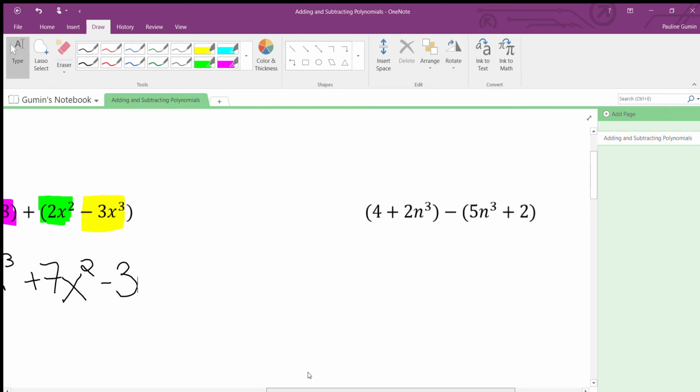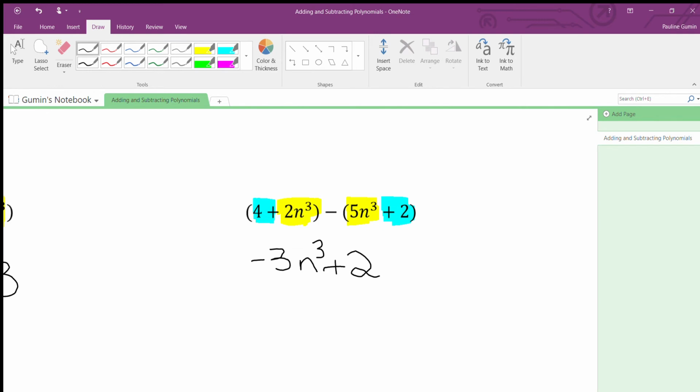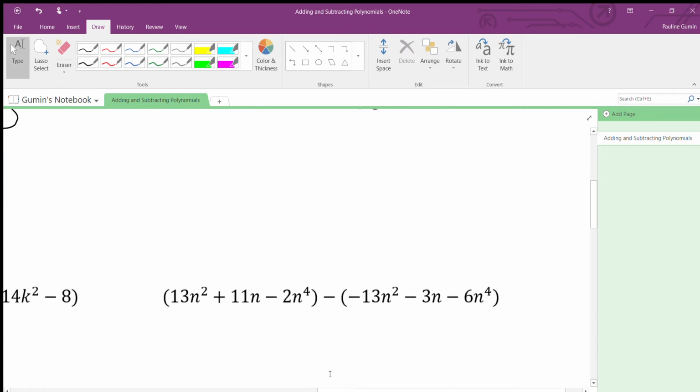Next problem we have here is subtraction, so we've got to be careful. Still beginning with highlighting. The largest exponent is n to the third, so I'm going to highlight the n to the thirds. And then I'm going to highlight the ones without variables because that's all I have left over. Okay. 2 minus 5 gives us negative 3n to the third. 4 minus 2, 2. Fantastic. Let's move on.